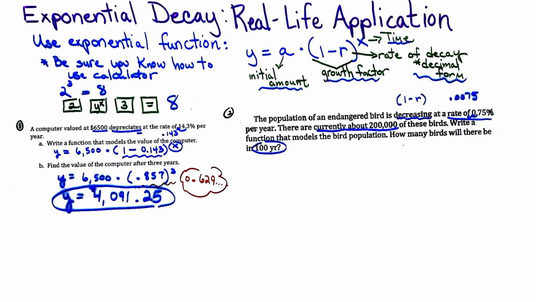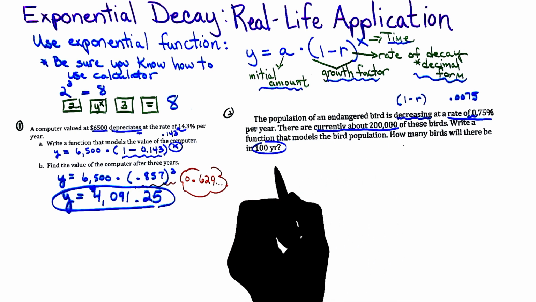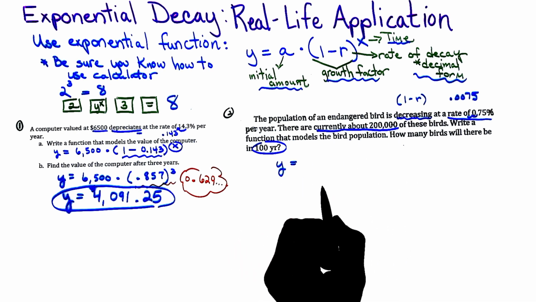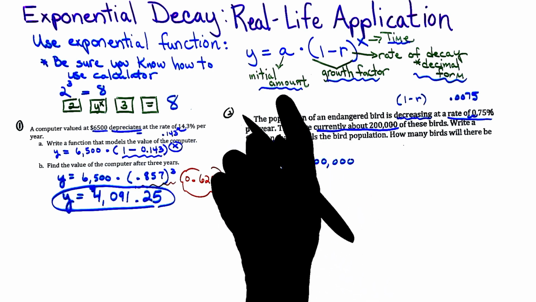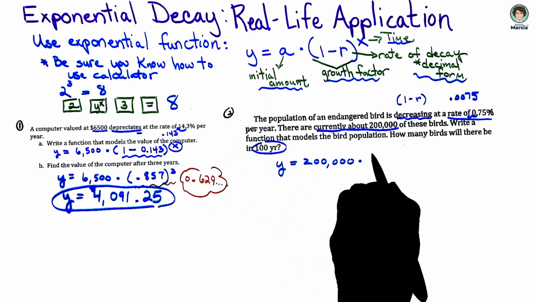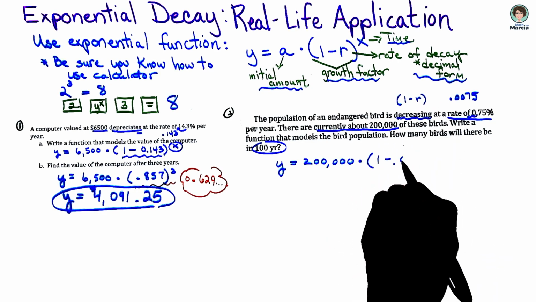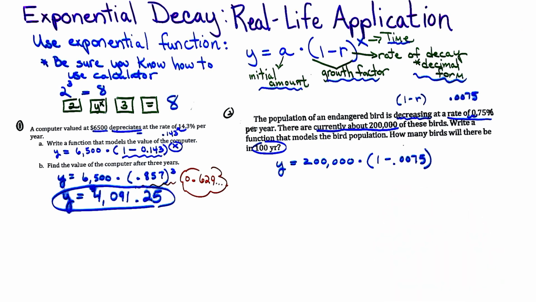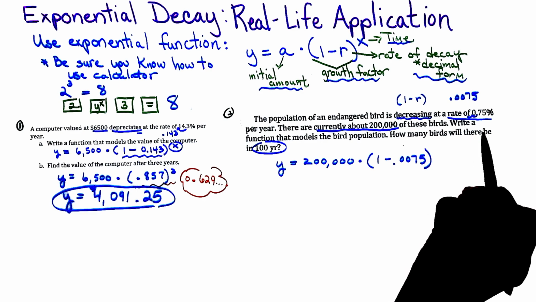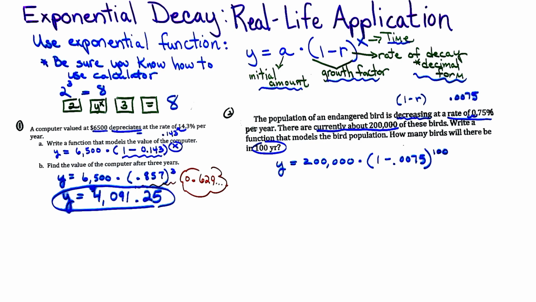All right, well, let's see what happens to our bird population. I am going to write the function first. So it's y is equal to, we started at 200,000. There's our initial amount, times, I am going to now write 1 minus 0.0075. And we are going to be taking that to the 100th power because we want to know 100 years from now, what would that population be?